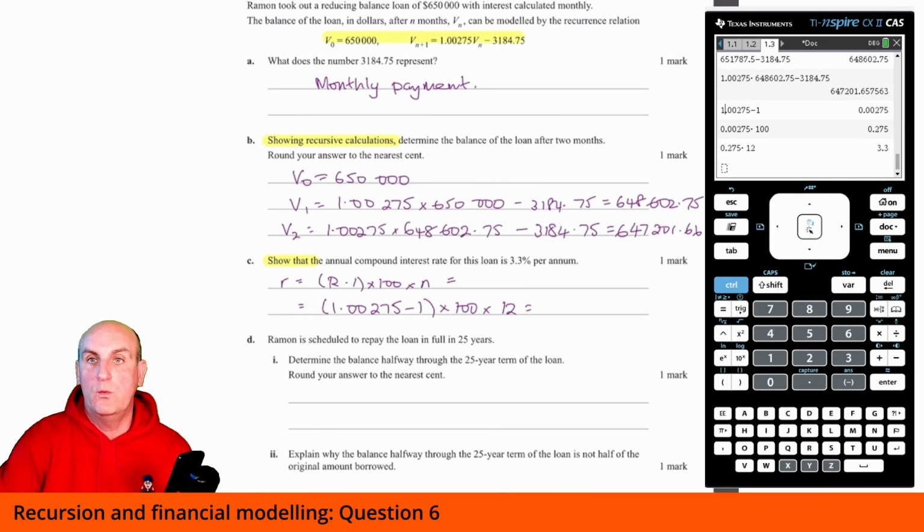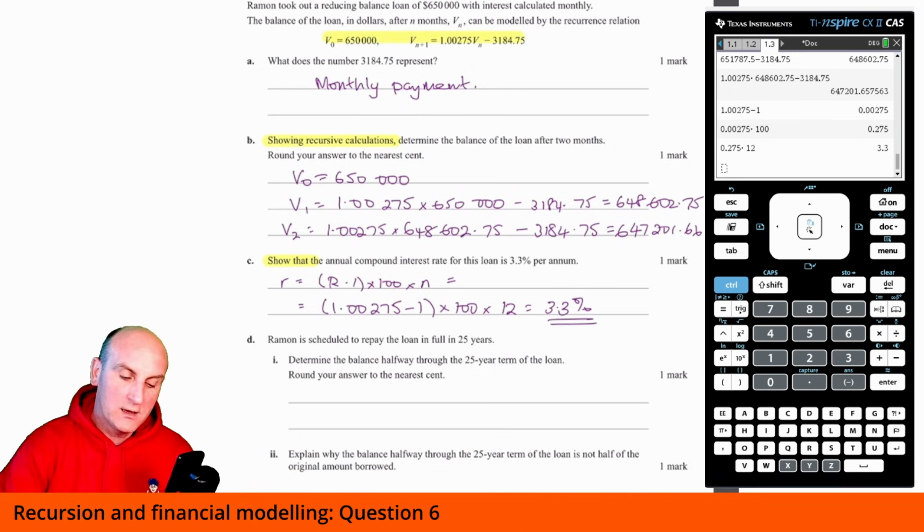That's my calculation I've just done. 1.00275, I've taken away 1. I've hit enter or execute, and then I've done times it by 100. Hit enter. I do it step by step by step, so I don't make any silly mistakes. And the good news is it's come out as 3.3. Now, again, lots of people, sadly, go and try and do it the other way around. They actually get the 3.3 and then turn it into 1.00275. That's not going to get you the marks, unfortunately. You've got to show using that way there.